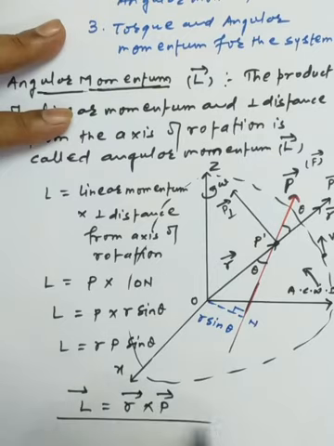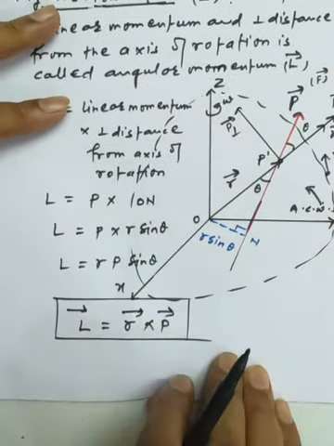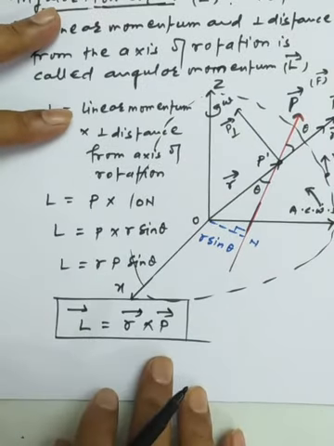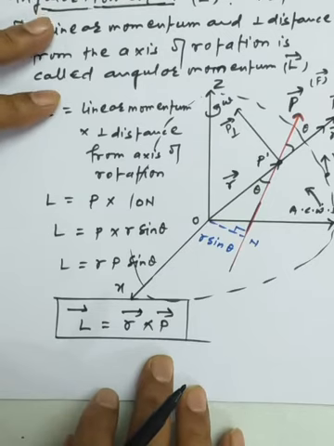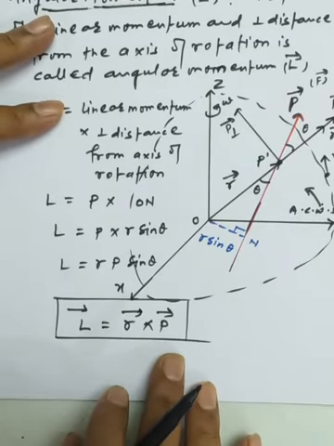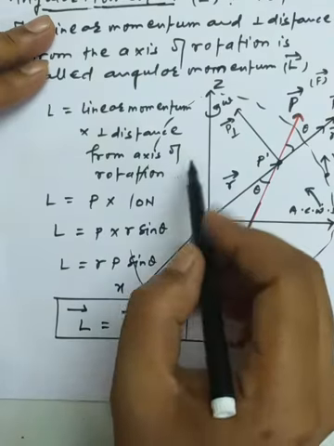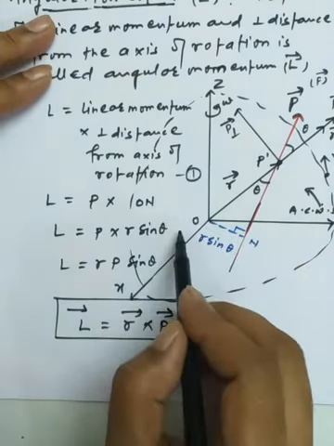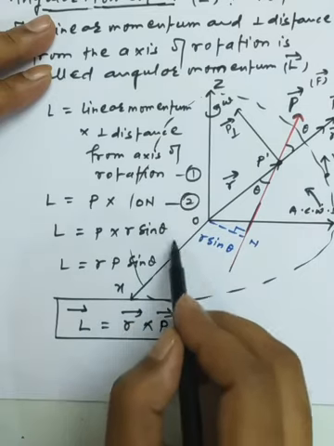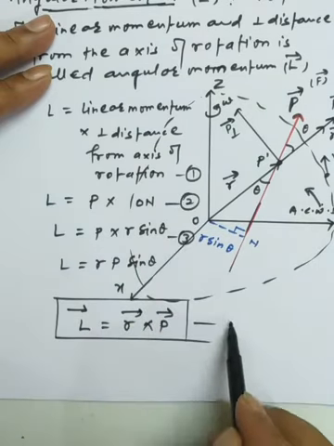Okay, so this is the simplest vector notation of the angular momentum. Now we have the basic formula that L is equal to R cross P. This is the simplest formula we have of the angular momentum. This is equation number one, this is equation number 2, this is equation number 3, and this is equation number 4.